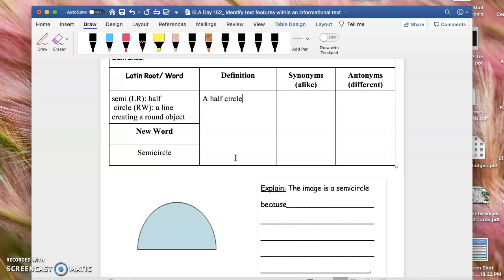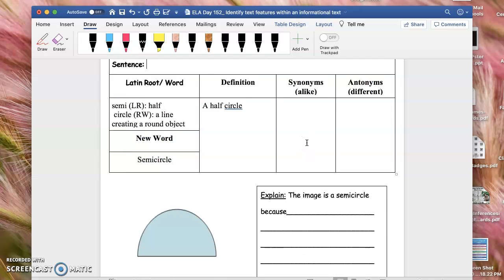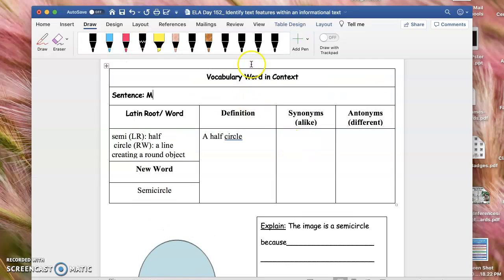Good. Or half of a circle. So we can say half of a circle. Let's just say a half circle. Okay, let's go ahead and create this sentence. Mr. Smith drew a semicircle in math class to discuss diameter. If you guys haven't talked about diameter yet, you will talk about it soon or in 5th grade, okay?